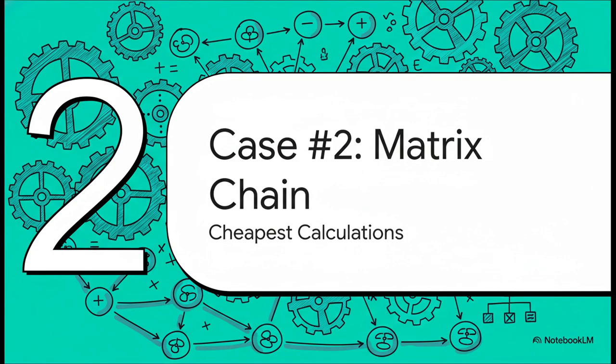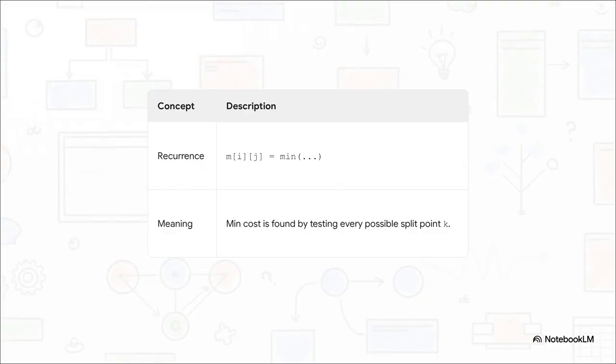Okay, let's move on to case number 2. How do we find the cheapest path, not through a map of cities, but through a long chain of math calculations? So here's the core logic. To find the cheapest way to multiply a long chain of matrices, we basically test every possible place we could split that chain into 2 smaller pieces.